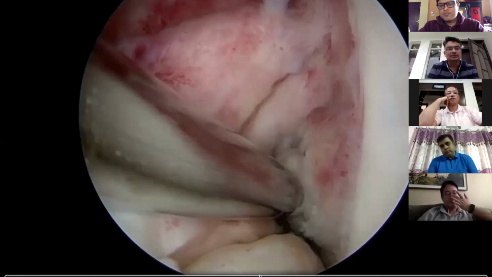The graft and the thread go through the same tunnel, and you fix with the interference screw that will hold your thread that is pulling this also. So in that case, we say it is a repair with augmentation.